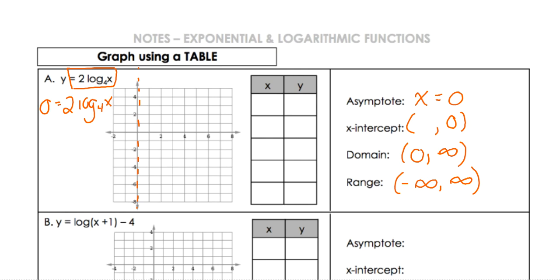But if you have to find it algebraically, we can say that if we want 2 times the log base 4 of x to equal 0, then 0 has to equal the log base 4 of x because of our multiplication properties. If we rewrite that in exponential form, that's 4 to the 0 power equals x, and we know that 4 to the 0 power is 1. So that tells me that my x-intercept is at 1 in order to get a 0 out. So we know our x-intercept is here at 1.